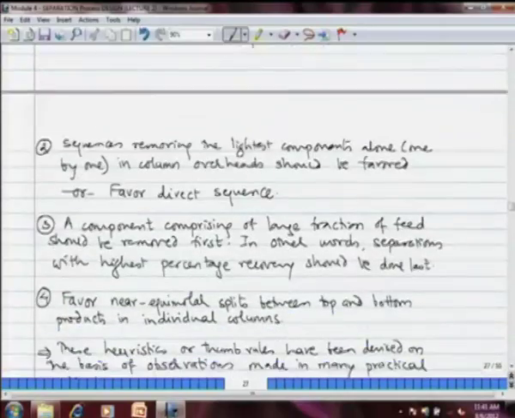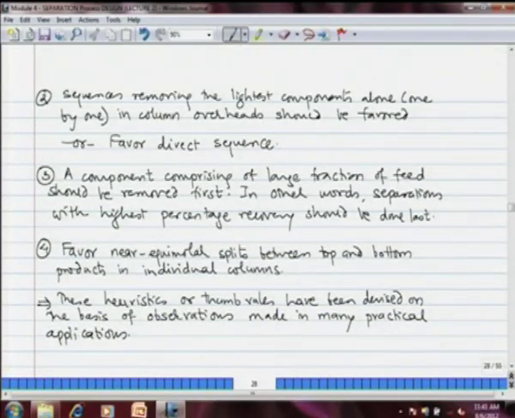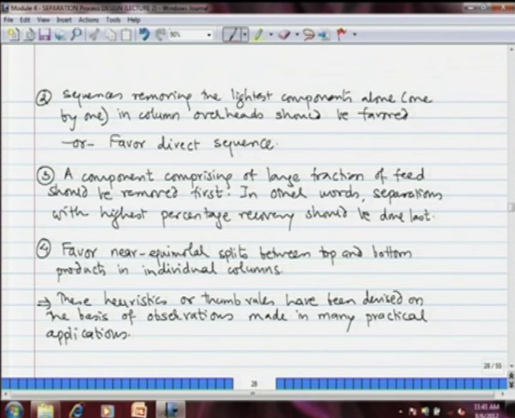The second heuristic says that sequences removing the lightest component alone one by one in the column overhead should be favored, or favor direct sequence. The third heuristic says that a component comprising a large fraction of the feed should be removed first, or in other words, the separation with the highest percentage recovery should be done last. In this way, the net amount of mixture that you are handling will be lesser, and thus the cost of operation will go down. And finally, the fourth heuristic says to favor near equimolar splits between top and bottom products in individual columns.